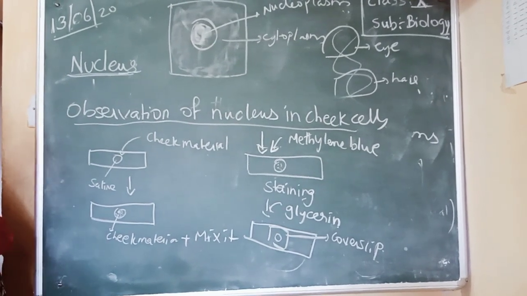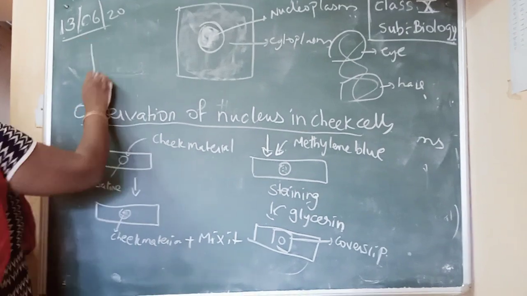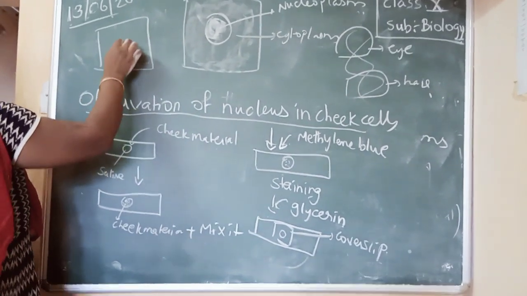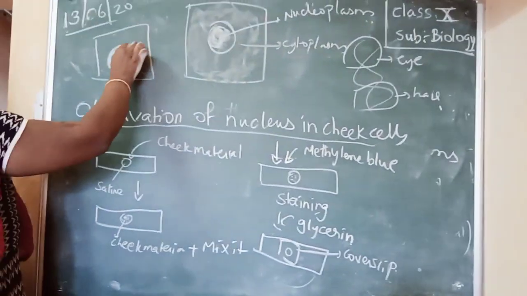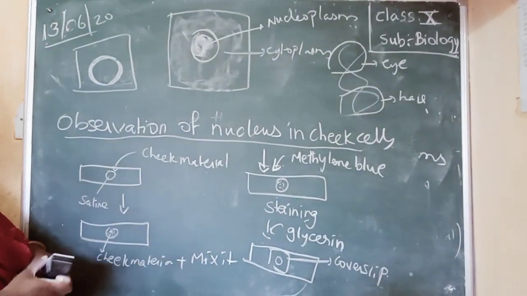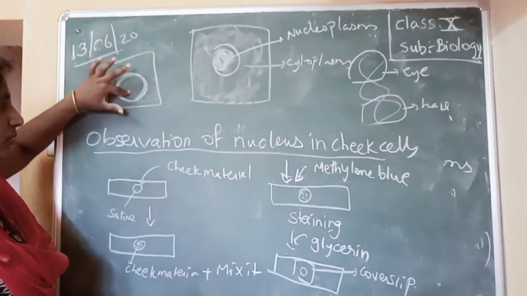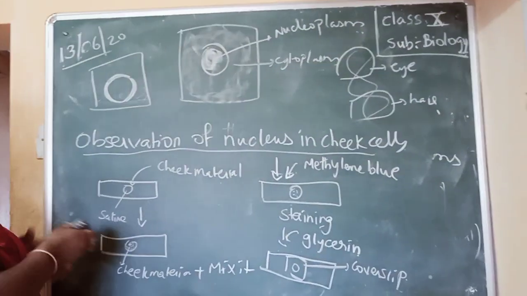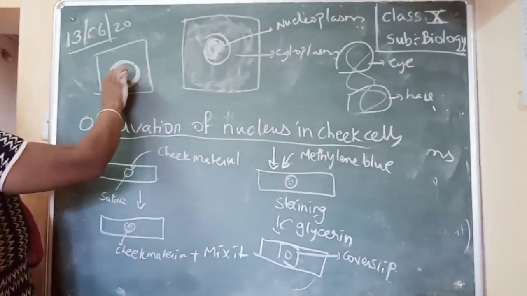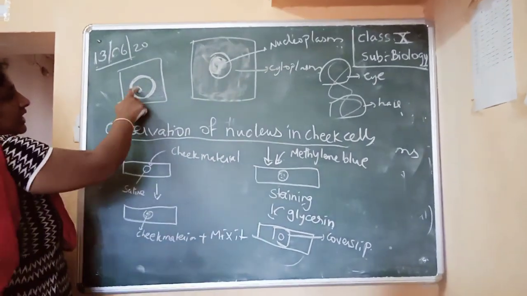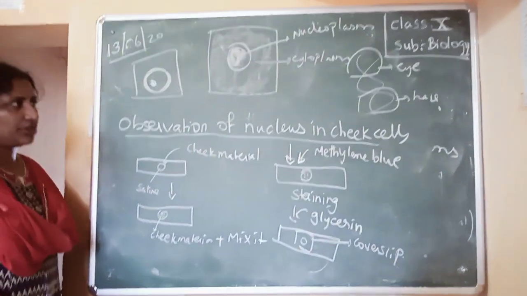You will observe cells. Inside the cells, you will observe a dense colored body, a dense blue-colored, ball-like structure. That is nothing but our nucleus. If you carefully observe this part, you will see another small dot-like structure inside it. That is nothing but our nucleolus. So this is the observation of the nucleus.